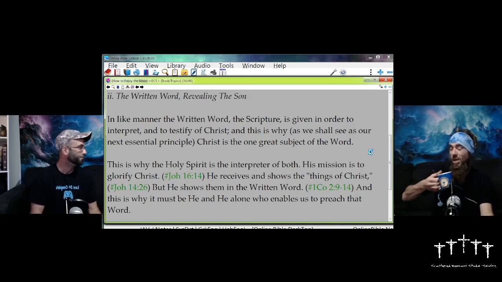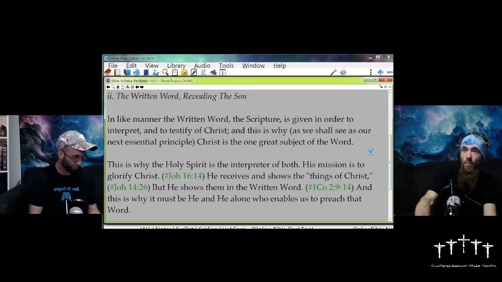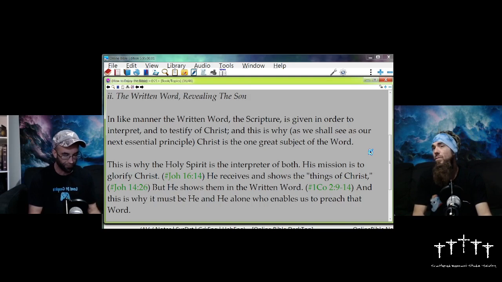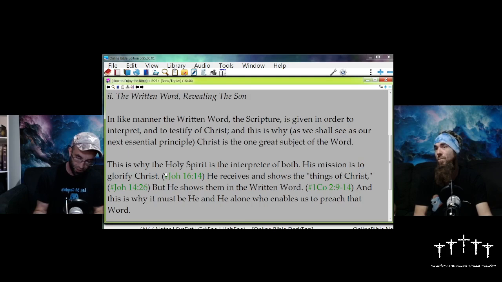This is why the Holy Spirit is the interpreter of both, and is why it's also required, because the Spirit of God reveals the things. His mission is to glorify. They always say "his." We're going to have to get into that a little bit more in the pronouns. But let's go ahead and continue. His mission is to glorify Christ. John 16:14: he receives and shows the things of Christ. This is talking about the Spirit of God.